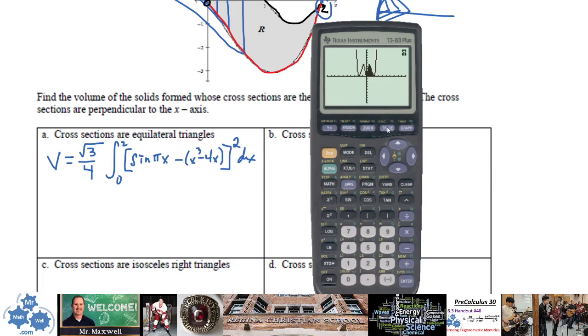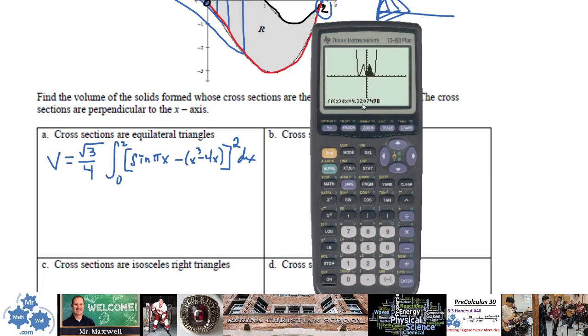Once you've got it graphed, hit second function trace, and then you're going to go down to number 7 here, find the integral. It's going to ask you for a lower limit, and we want to go from 0 to 2 for this function that we've typed in. So 0 to 2, and then it will calculate the integral for you, and it'll fill in this space like you see here, and it'll give you the value of the integral down here.